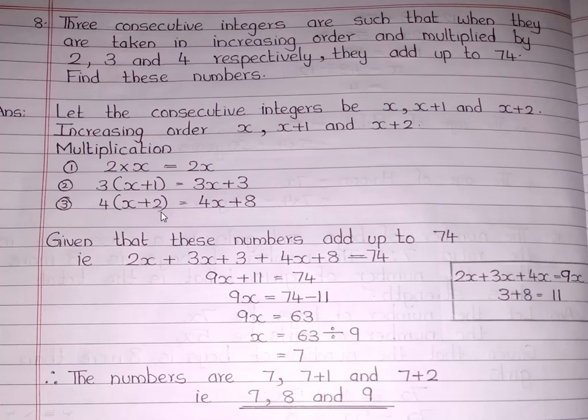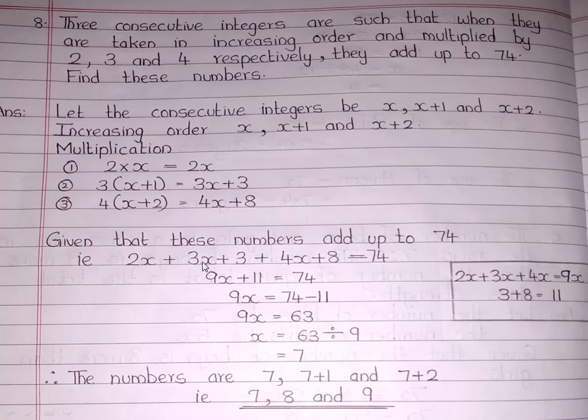Most of you will make a mistake in that. You will forget to multiply this number with the second number, 4 multiplied by 2. Don't do that. Given that these numbers add up to 74. That means these numbers when you add, you will get 74.